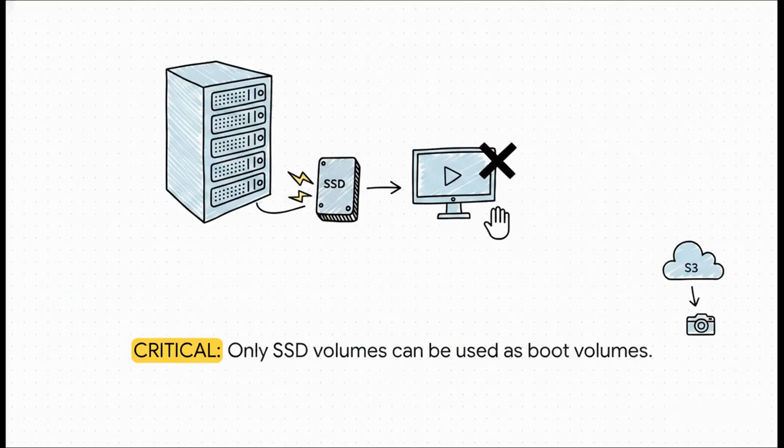Please pay super close attention to this critical exam tip about EBS. When you launch a virtual server, it needs a boot volume to start the operating system, right? Well, only solid-state drive, or SSD, EBS volumes can be used as boot volumes. You cannot use the cheaper hard disk drives for booting. Also, keep in mind that if you ever want to back up an EBS volume, you create a snapshot, and AWS conveniently stores that snapshot safely over an S3.